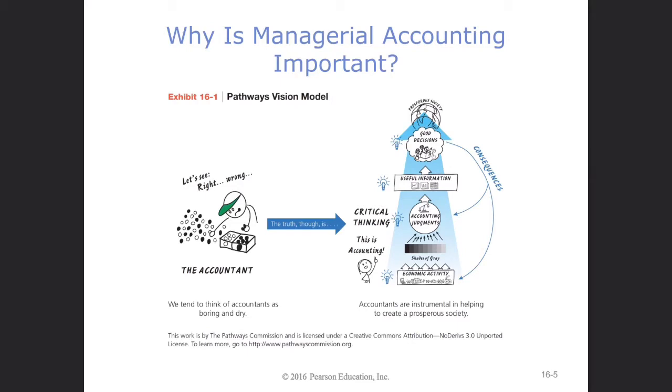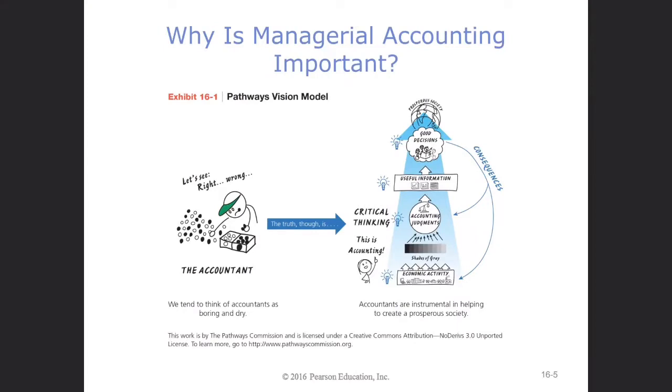This is a diagram just kind of showing you what the vision model is. This is called the Pathways Vision Model. And you've got the accountant over here trying to see, separate everything, this and that. And most people tend to think that accounting is boring. And you may too. But there's actually a lot going on. So if you like puzzles or putting things together, there's a lot of critical thinking involved in your day-to-day job life of accounting, or really anything in the financial market.